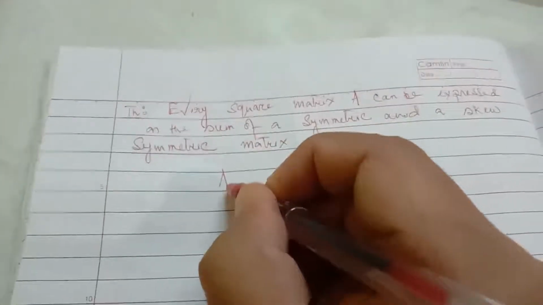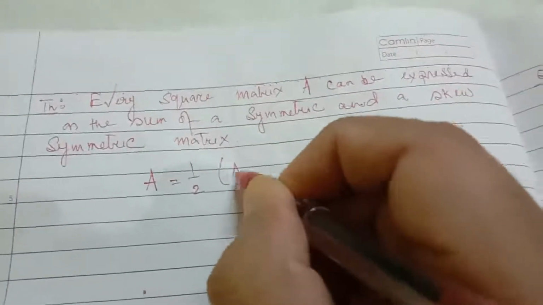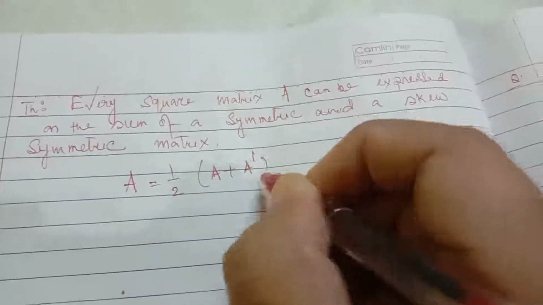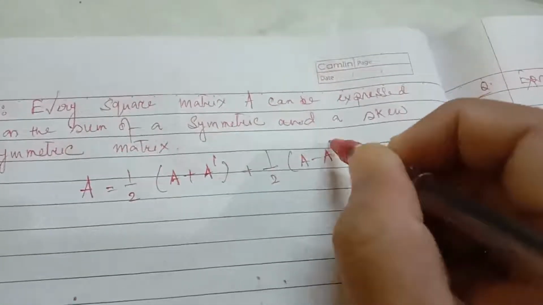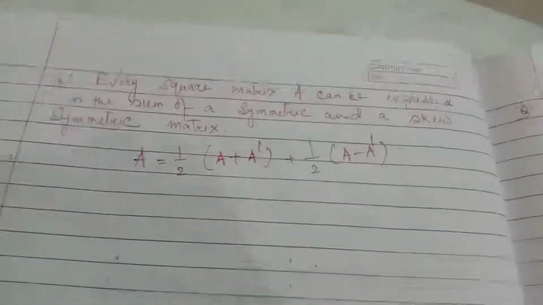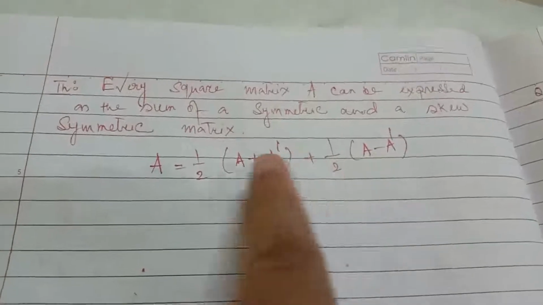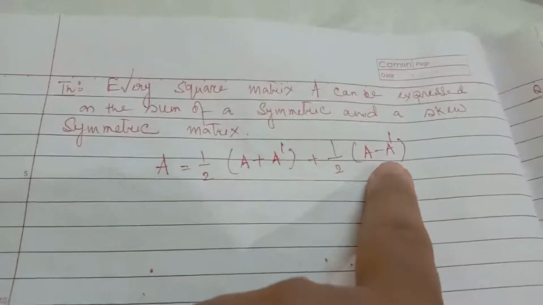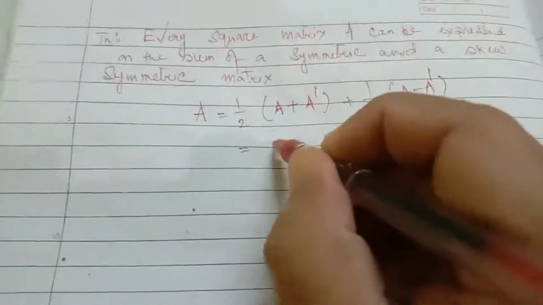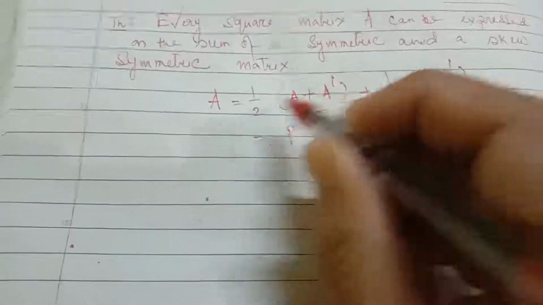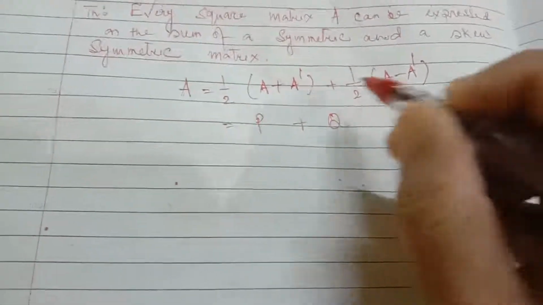Suppose A is any given matrix. A equal to, we can write half into A plus A dash plus half into A minus A dash. If you simplify, you will get half into A is A, half into A dash minus half into A dash, these two will get cancelled. Let us consider half into A plus A dash as P, and let us consider this matrix as Q.